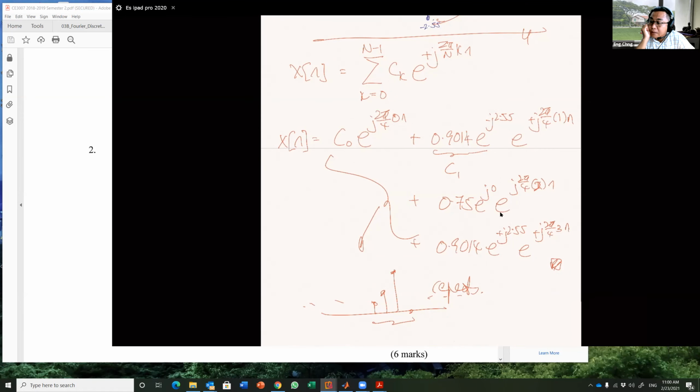An example, so that closed form is DTFS. I don't understand. Raymond, can you explain what you want?